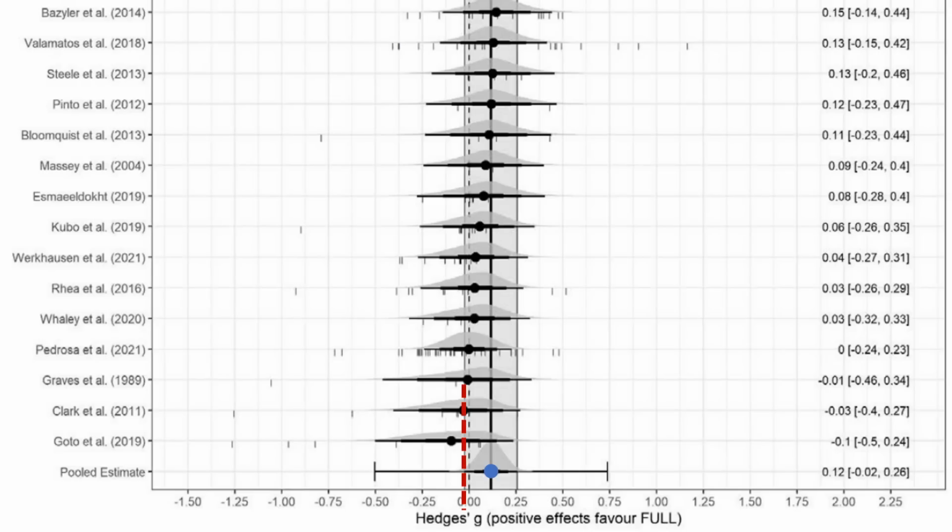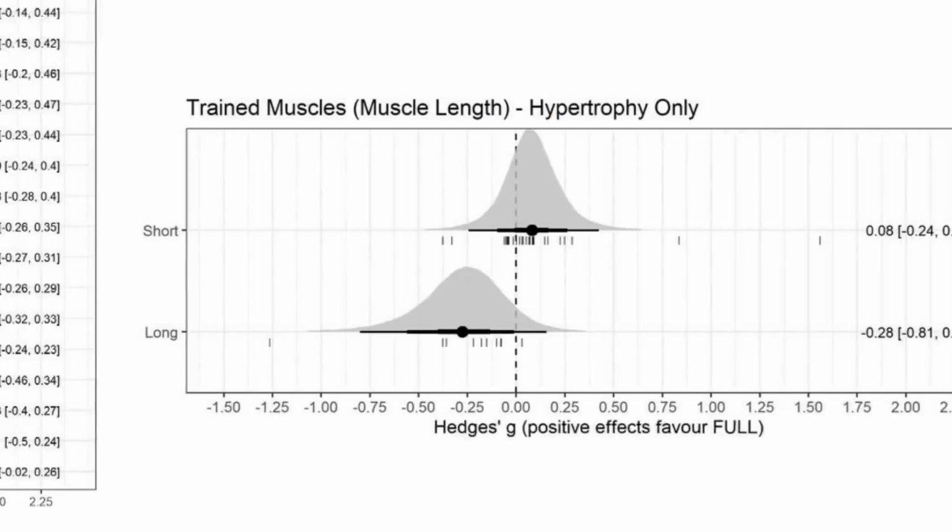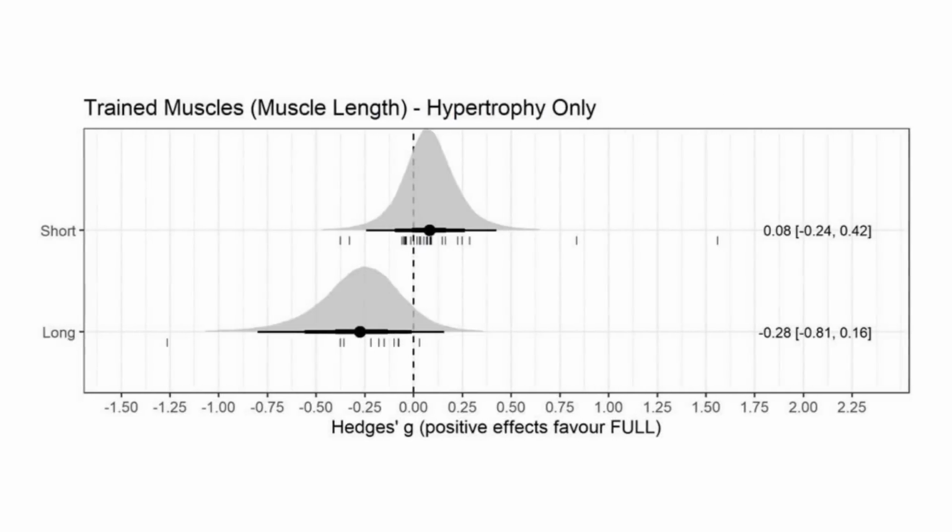However, when diving a little deeper, it seems that partial range of motion training may be highly effective in some cases. This subgroup analysis found that full range of motion was superior to partial range when training in the shortened position, but partials in the lengthened position were superior to full range of motion. So it seems that we probably want to either train with full range of motion or implement partials in the lengthened range of the exercise.